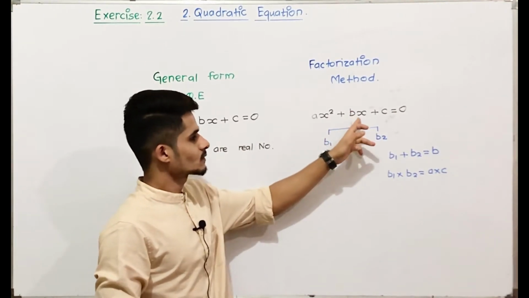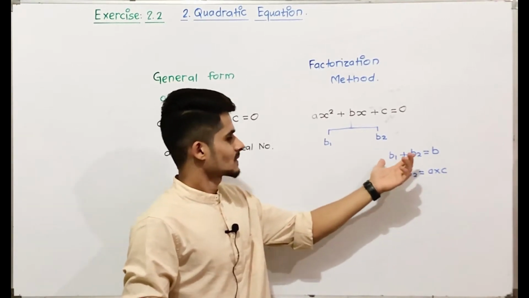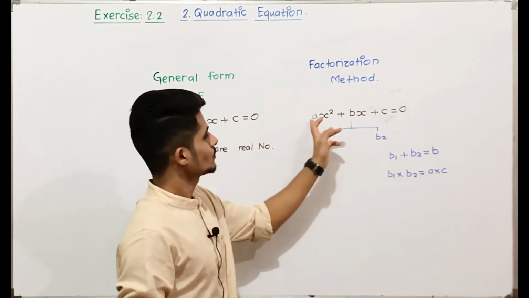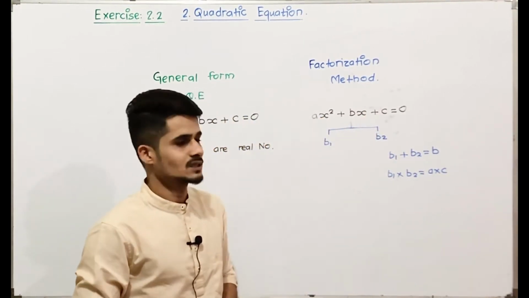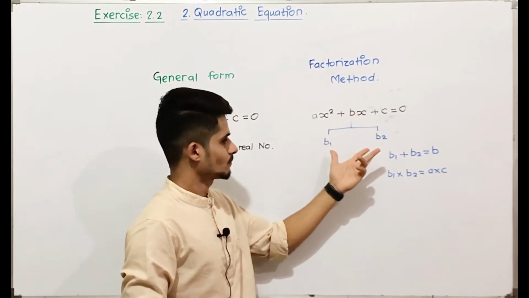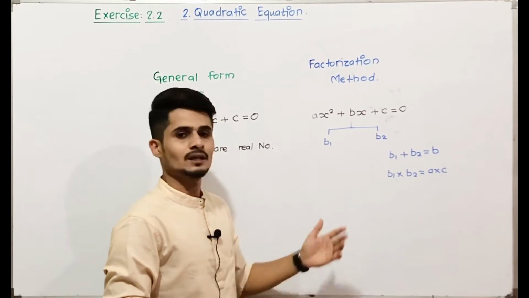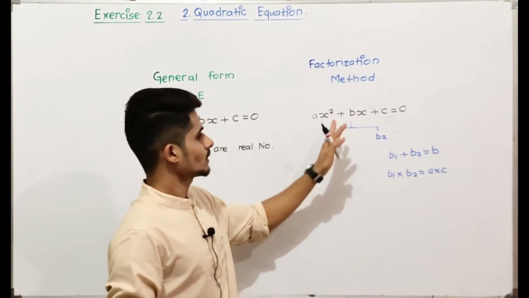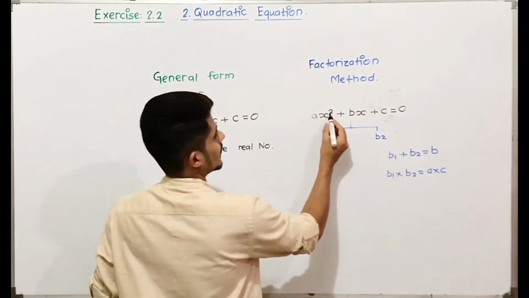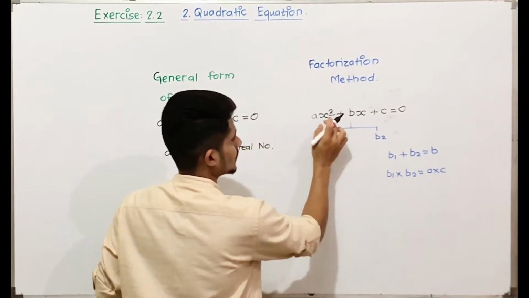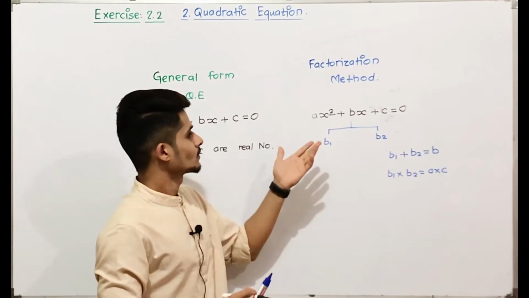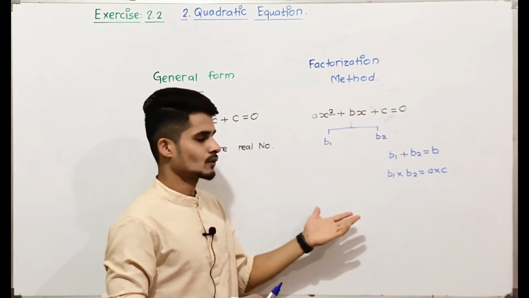In the factorization method, we have to split the middle term in such a way that the addition should be equal to b and the multiplication should be equal to ac. After finding the numbers, we just have to replace them in place of the coefficient of b and take the common factor, and you will get the two answers for this equation. For a quadratic equation, the highest power is 2, so you will always get two answers for the variable.